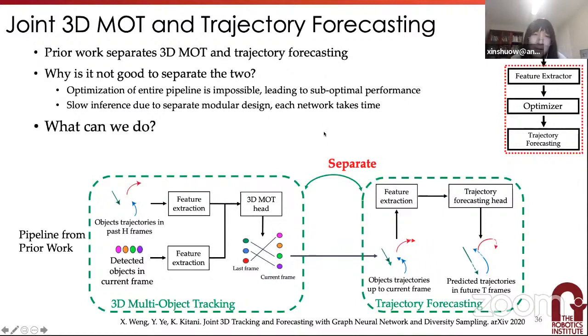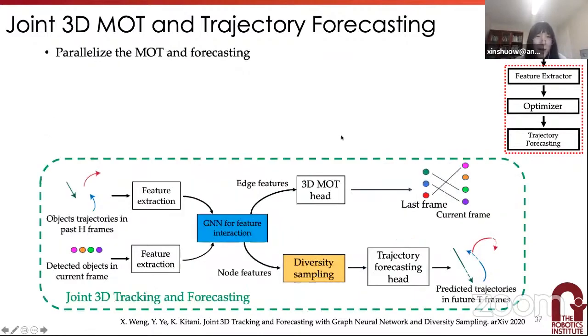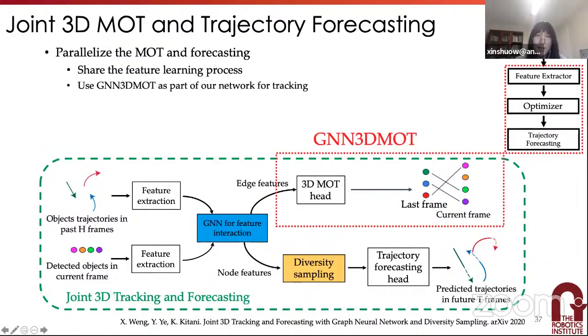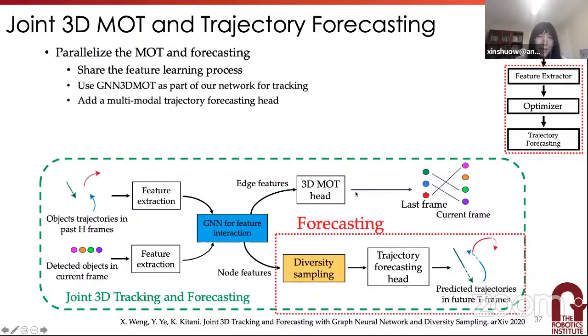So what can we do about this? What can we do to combine these 2 modules to improve the performance and the running time? The answer is to parallelize the MOT and forecasting. First, we do shared feature learning for the 2 modules, the MOT and forecasting modules. Again, we use the GNN for feature interaction here because it's proven to be useful. And we use our CVPR work as the key component for the tracking. Also, we add a forecasting head to output multimodal trajectories in the future.